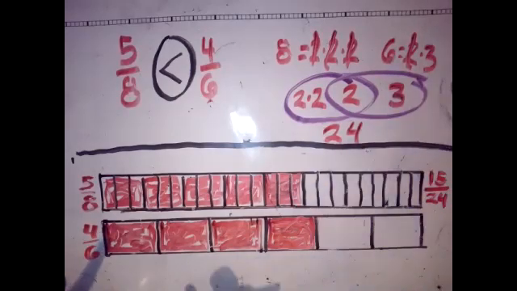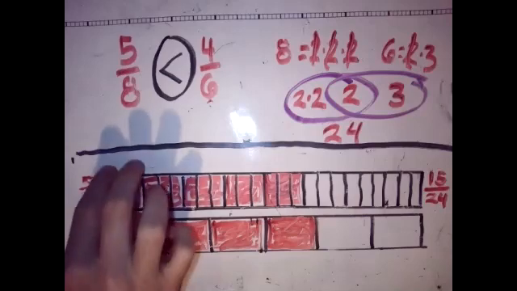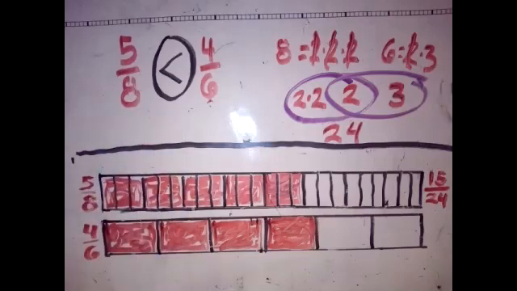I didn't change any of the coloring. I just made each of my 5/8 split into 3 pieces and kept all 3. I multiplied by 3/3. And now I need to do the same thing for my 4/6. I need to take each of these pieces and split them into 4 equal pieces and keep each of those 4 pieces. So I'm going to do that for the first one.